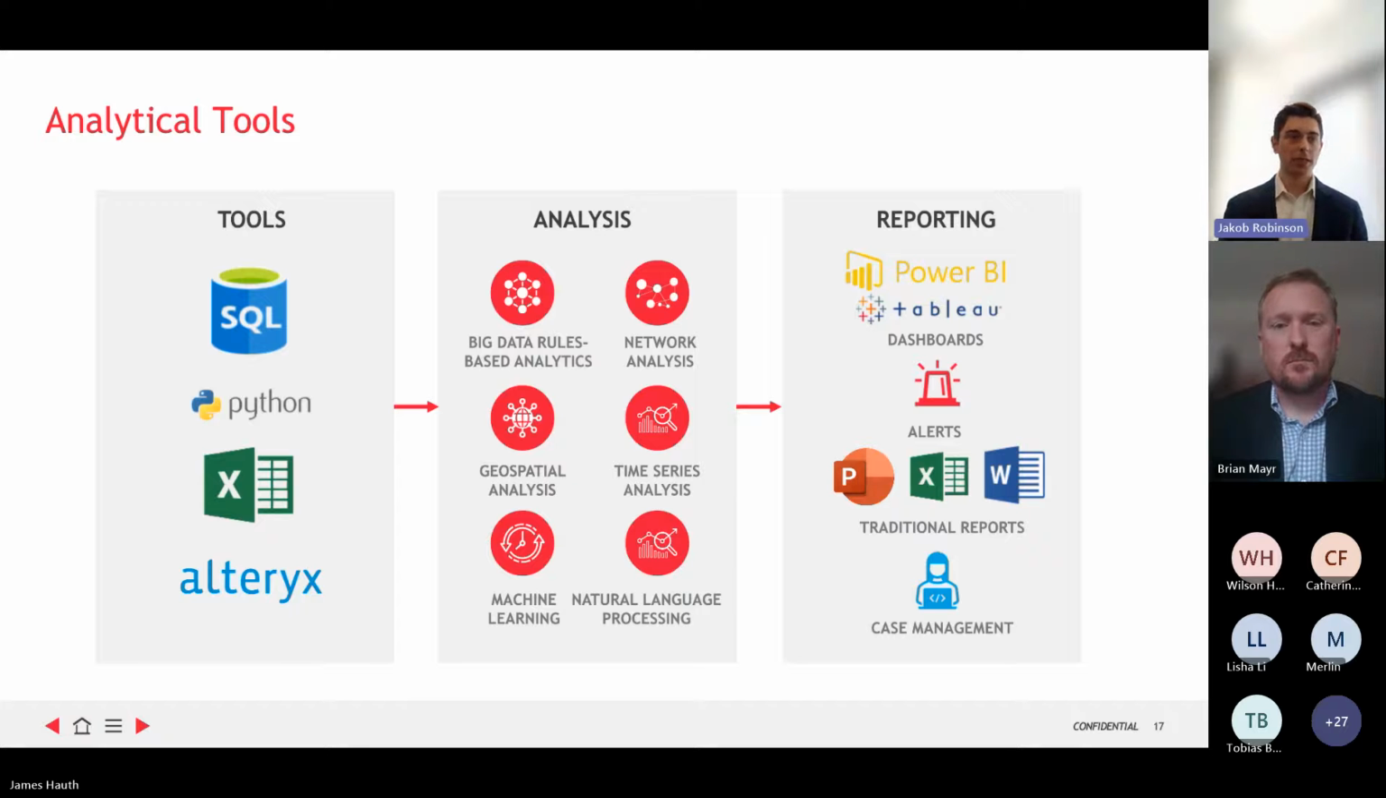I will spend a little bit of time on the analysis section of this, but we have a pretty good walkthrough later in the presentation about some of these. So the big data rules-based analytics, this is where we focus on identifying consistent behaviors or risk factors, such as non-unique vendors, or unique vendors, excuse me, consistent payments that are coming in under structured limits.